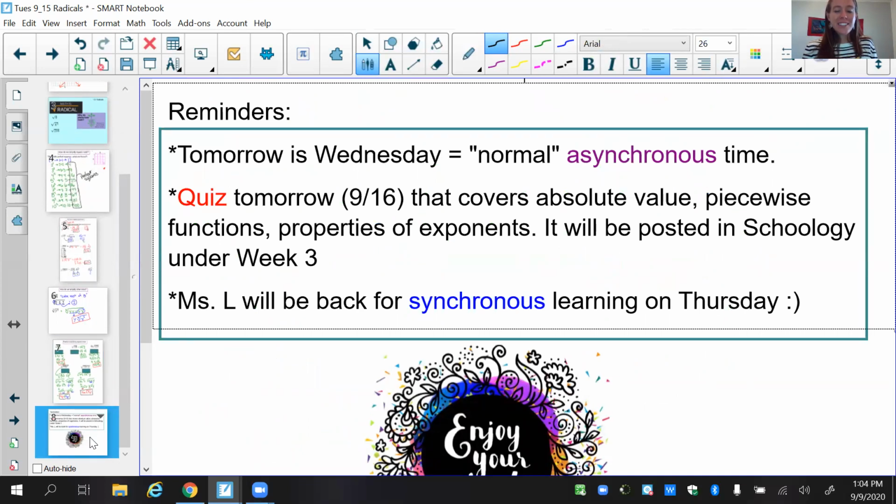A few reminders, right? Tomorrow's Wednesday. We're going to have our normal asynchronous time, just like we do every Wednesday. You will have a quiz tomorrow. So when you log on tomorrow and you go into the Wednesdays, where the Wednesday spot usually is, you're going to find a quiz. It's not going to cover radicals that we did today, but it will cover absolute value, piecewise functions, properties of exponents. I think that's probably it. Okay. We're going to continue working with radicals on Thursday and kind of reviewing everything that you learned in these past few days. Okay, so on Thursday, we'll be back with our live sessions.